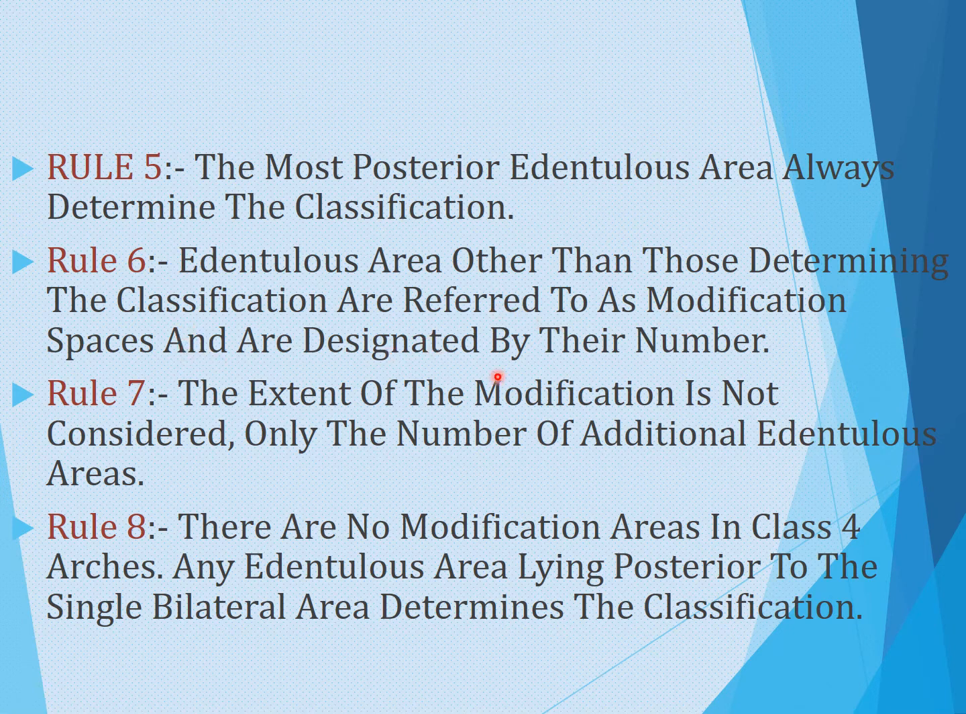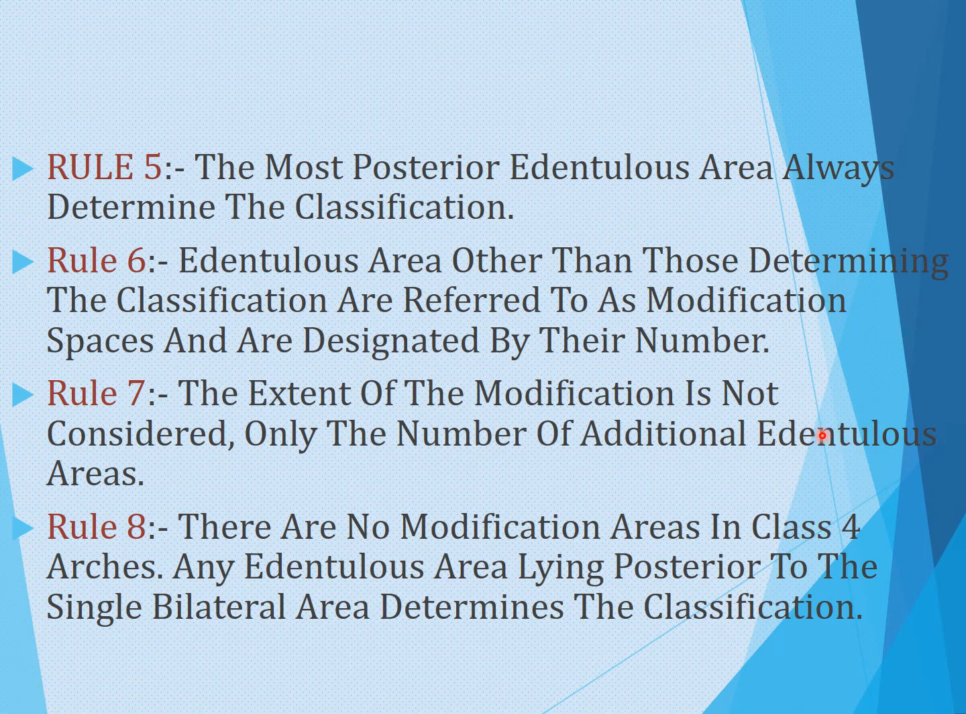Okay, so you have to know those. That's why, like I told you, class 1 modification 1. So that's a very common way of referring to the classification, by using the Applegate rules. Okay, rule 7: the extent of the modification is not considered, only the number of additional edentulous spaces. Okay, so that's what I was talking about, only the number of edentulous spaces.